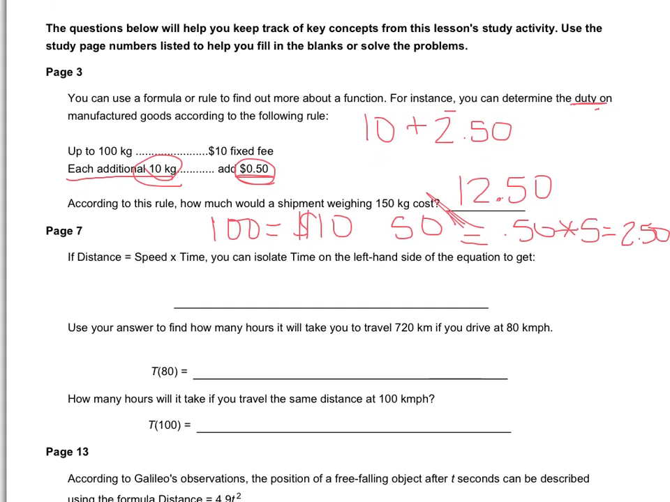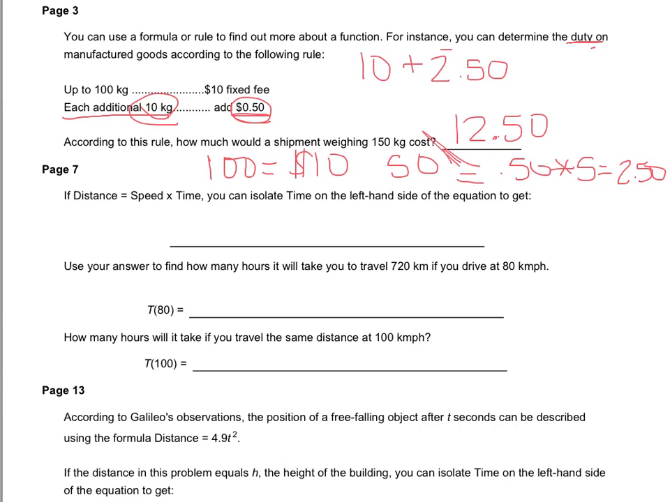So if the formula distance equals speed times time, you can isolate time on the left-hand side. When we're isolating, that means we're getting it by itself, so we're solving for time. So if I want to get rid of time, then I need to do the opposite of multiplying by speed, and I need to divide by speed. So that tells me that my time equals my distance divided by my speed.